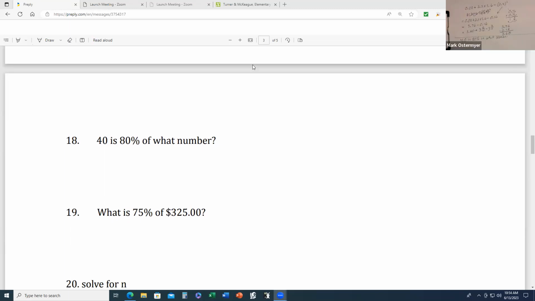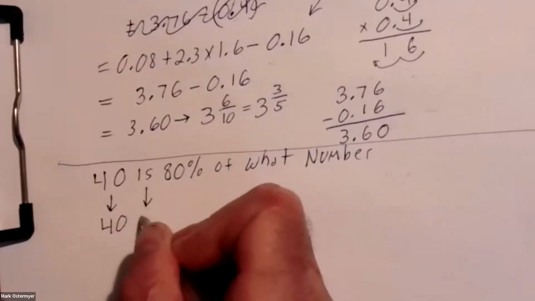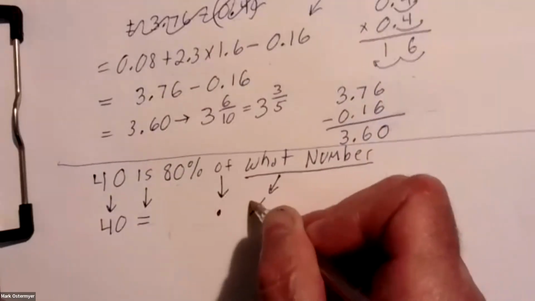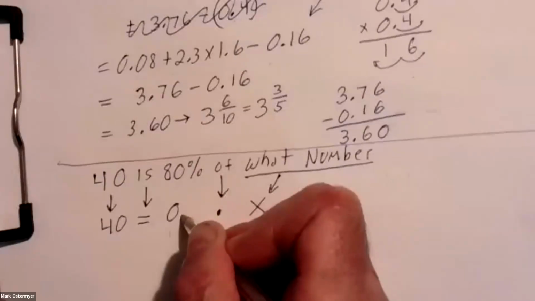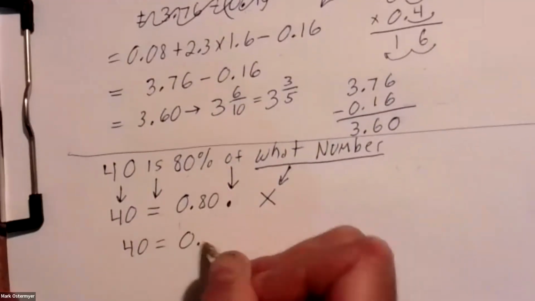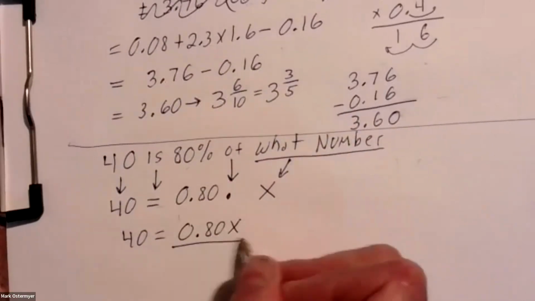Now we could set this up as an equation. 40 is, so is means equals. 40 equals. Of means times, 80% of what number? What number means unknown, so X. 80% as a decimal is 0.80. So we have an equation that says 40 is equal to 0.80 times X. How do we solve for X? Divide both sides by 0.80.